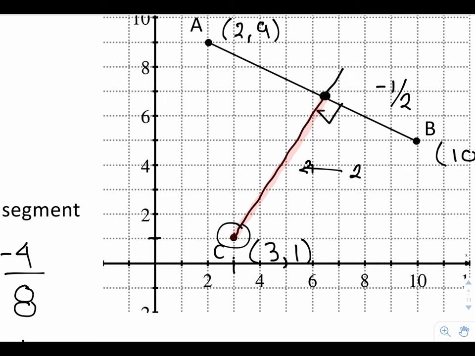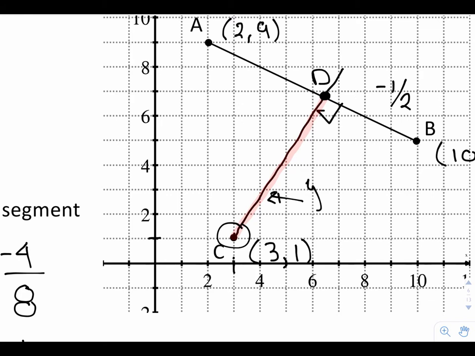Okay, so let's call this point D. Now to find a point of intersection, I need the equation of 2 lines. And currently, I only have the equation of 1 line. That is this line here. And I'm going to erase this slope value.